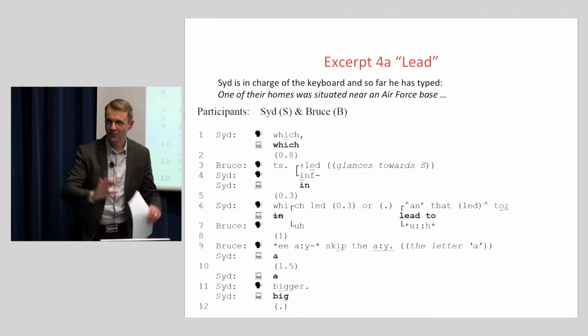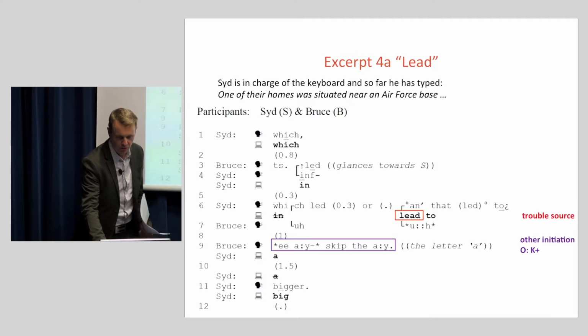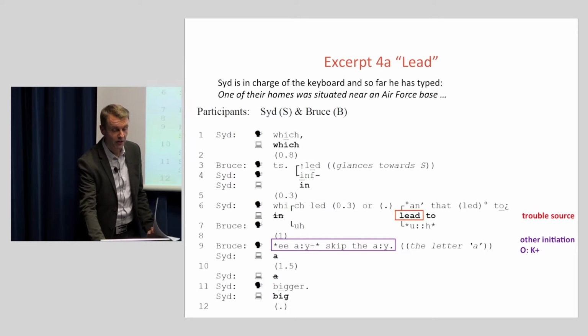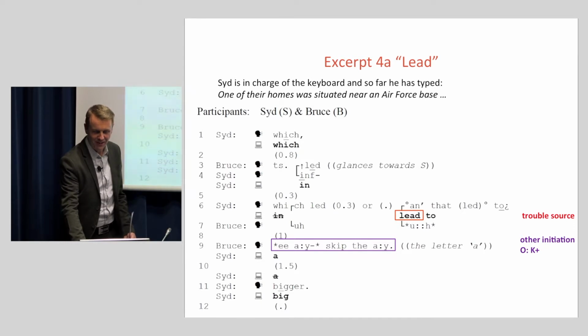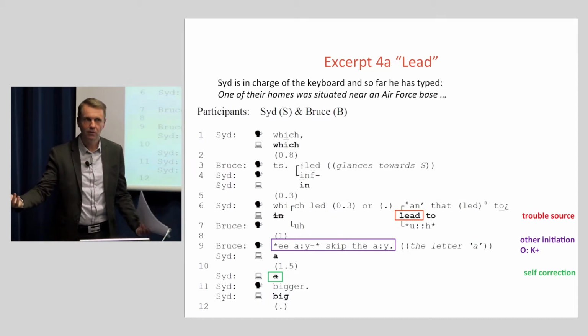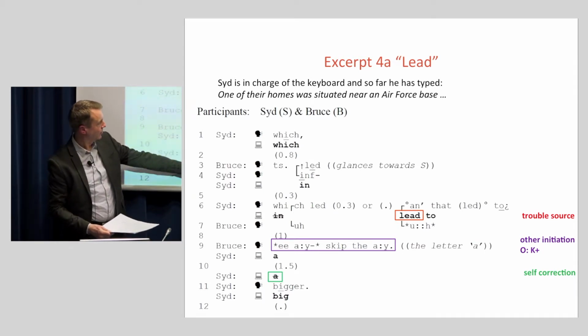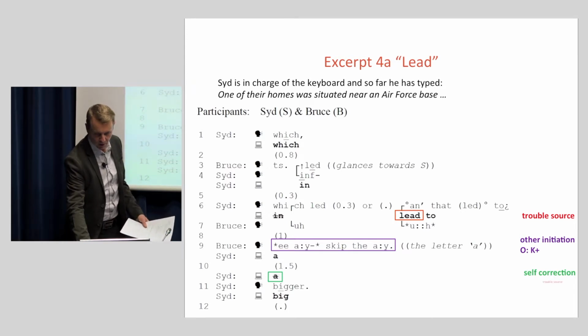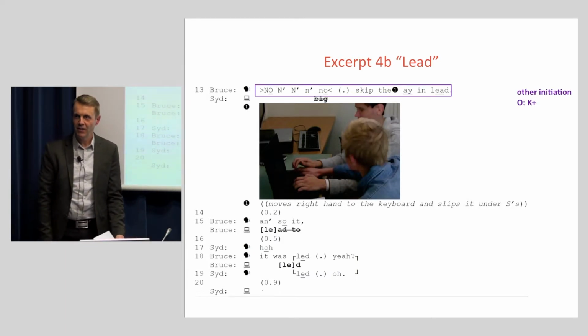Okay. There's some stuff that you didn't see from the side, but I'll show some pictures of it so that we can see. So this was our trouble source, and an other initiation here, EA, skip the A, he says. But this leads to confusion because at the same time as he does that, the other one's just written an A, but it's like a big... So skip the A, so he self-corrects, that becomes a trouble source, the A, which gets deleted there. And then he's just left with which led to big.